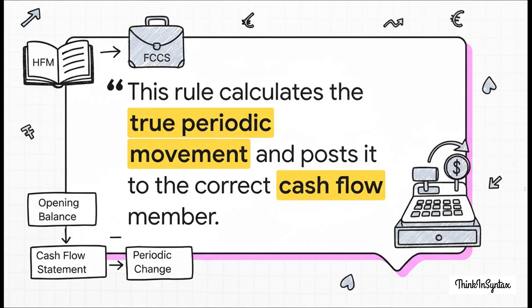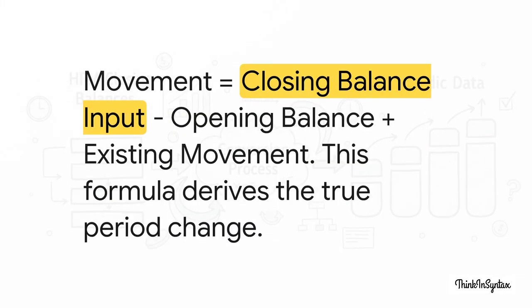It's pretty simple, really. It looks at the closing balance that we just loaded, it compares it to the opening balance that FCCS already figured out, and from that it calculates the true periodic change. Then it posts that change to the right movement member that the automated cash flow statement needs. This is the core logic. It all boils down to this simple formula.